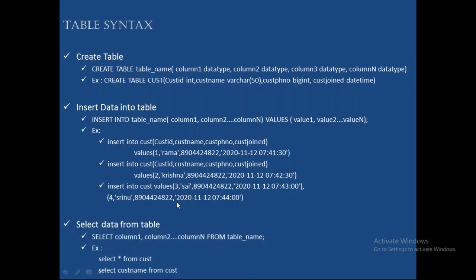Okay, fine. Select the data from the table. How will you select? Select star from cust, or if you want to select a particular column, select column name from cust. Star means all the columns. If you specify a particular column name, it will give you only that column. If you have multiple columns, just comma separated: cust id, cust name from cust table. This is the table syntax, how we create, insert, and select the data from the table.